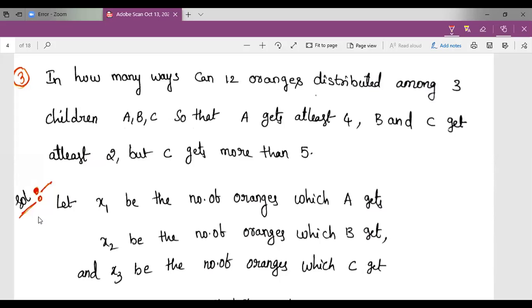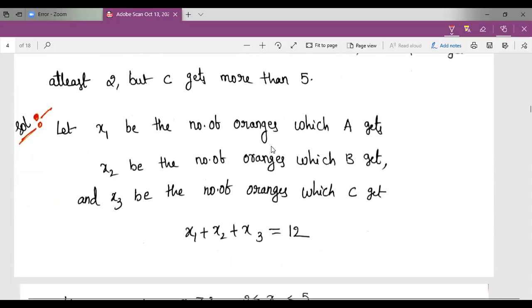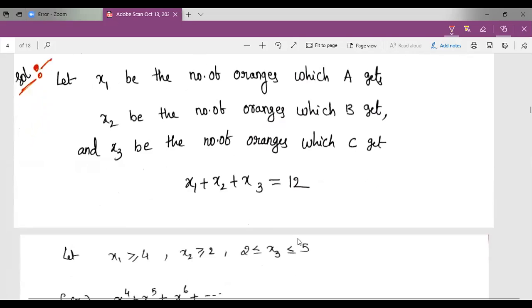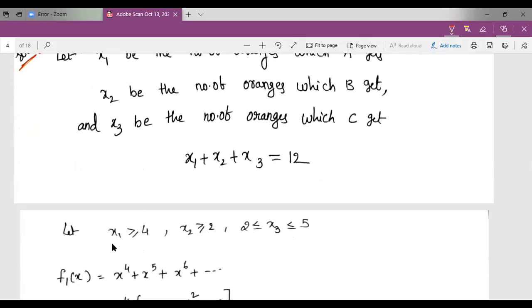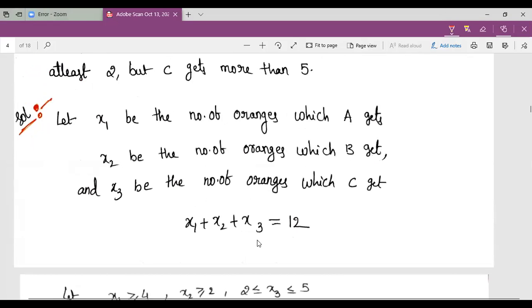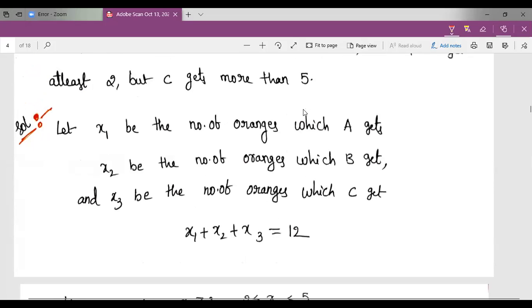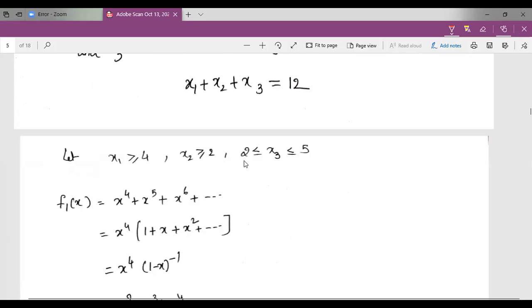Okay. So solution, let x1 be the number of oranges which A gets, x2 be the number of oranges which B gets, and x3 be the number of oranges which C gets. In total, how many oranges are we having? 12. So x1 plus x2 plus x3 is equal to 12. The given constraints are x1 greater than or equal to 4, x2 greater than or equal to 2. So here C gets more than 5. So x3 value is 2 less than or equal to x3 less than or equal to 5.